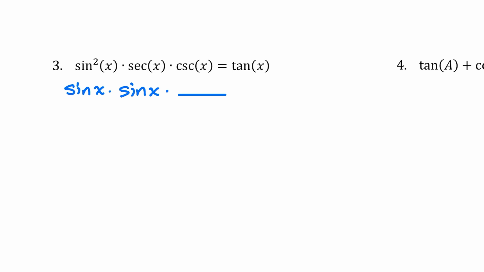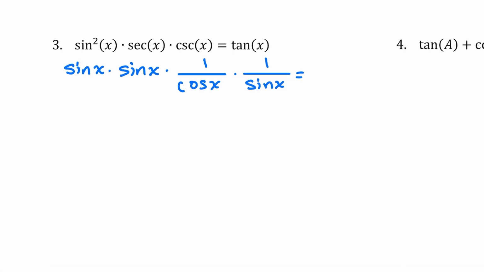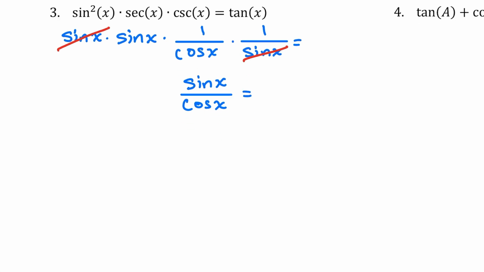Secant, I'm going to change as 1 over cosine. And then cosecant, I'm going to leave as 1 over sine. Well, if you notice what ends up happening, one of our sines is going to cancel off with one of these divided by sines. So when I multiply what's left over, I'm left with sine of x over cosine of x, which on its own is tangent of x, which is the right-hand side.